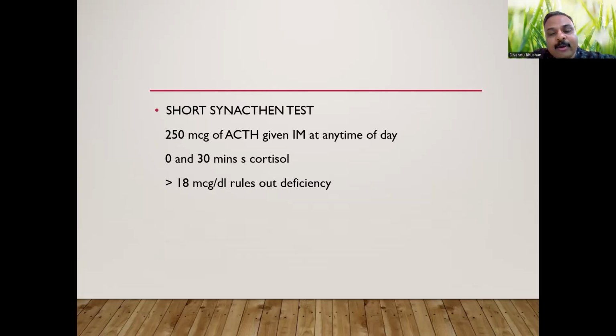We can give 250 microgram of ACTH IM any day, at any point of time in a day, and we measure the cortisol at 0 to 30 minutes. If there is a rise of more than 18 microgram per deciliter, it rules out the deficiency of cortisol.